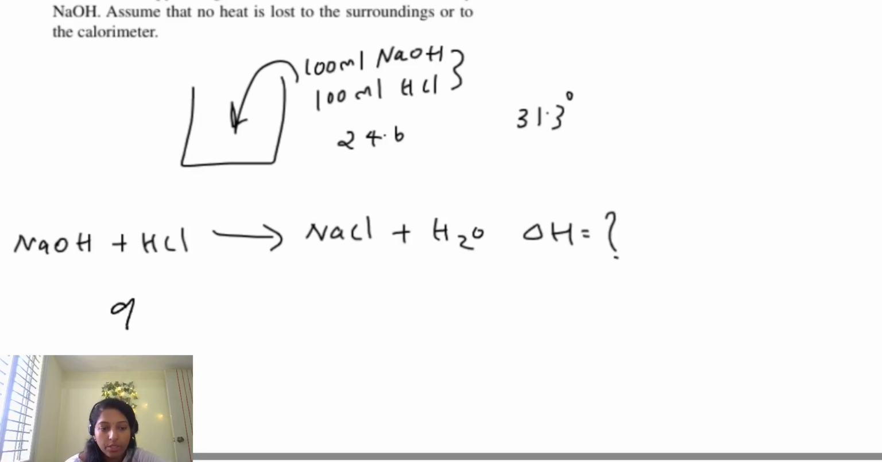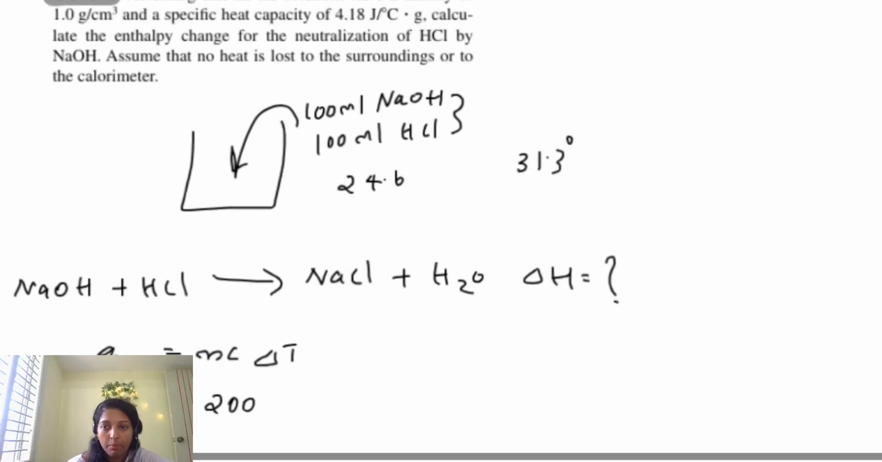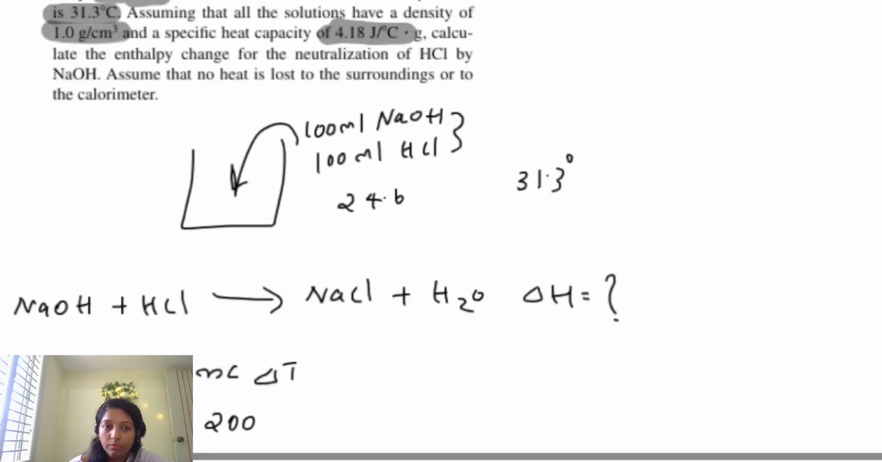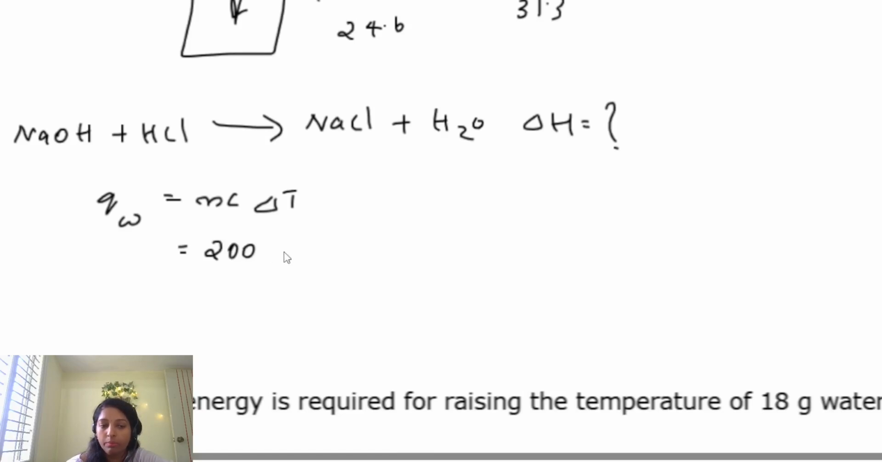Again you can use Q is equal to MC delta T. We are calculating the surrounding, Q water, MC delta T. So here what is the mass? Definitely the combined mass, right? There is 100 ml NaOH and 100 ml HCl, so totally 200 ml of solution. The specific heat capacity is 4.184, and the density is also 1 gram per centimeter cubed. So you can consider 200 grams of solvent, like water, and the specific heat capacity is 4.184.